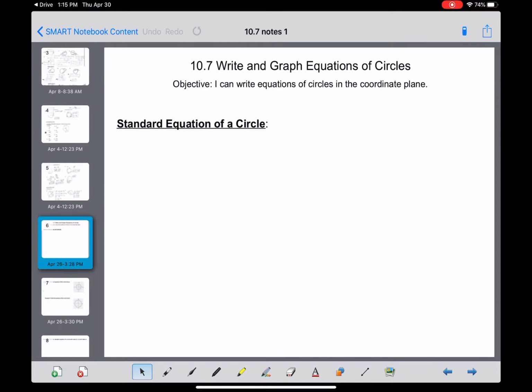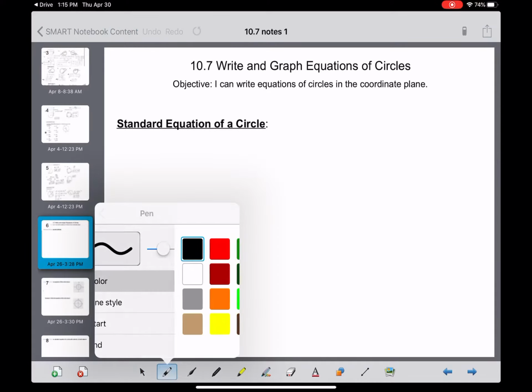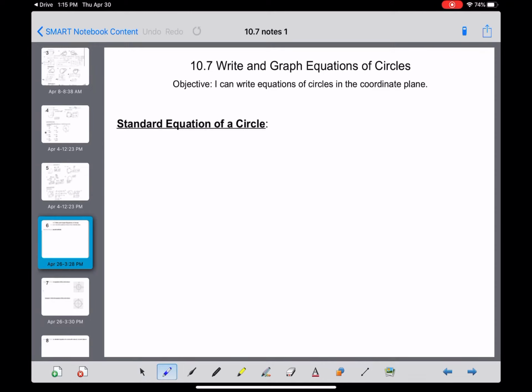So first I'm going to write down the standard equation of a circle. We're going to be graphing circles on graph paper and writing equations of the circles from the graph. So let me write this down and then I'll explain it. Our equation is (x - h)^2 + (y - k)^2 = r^2. Okay, so this is the form. It kind of looks weird.